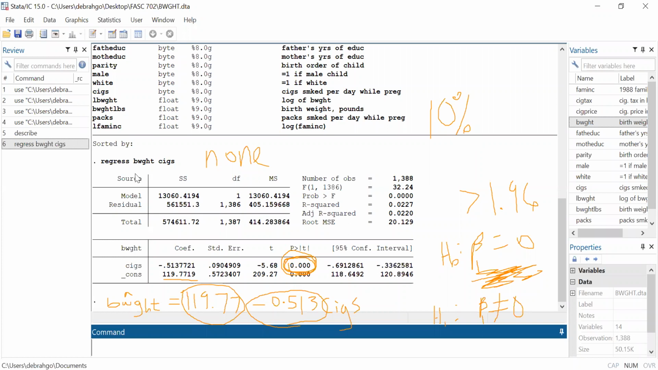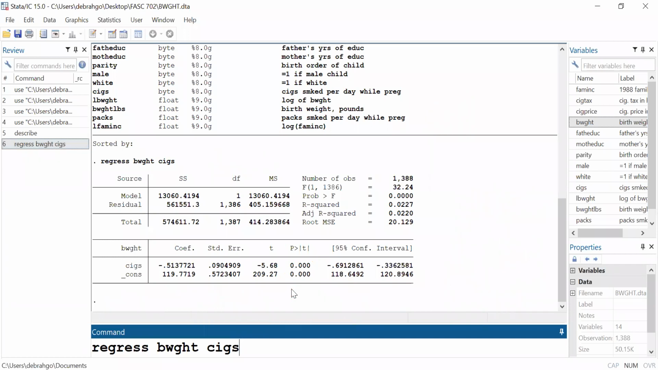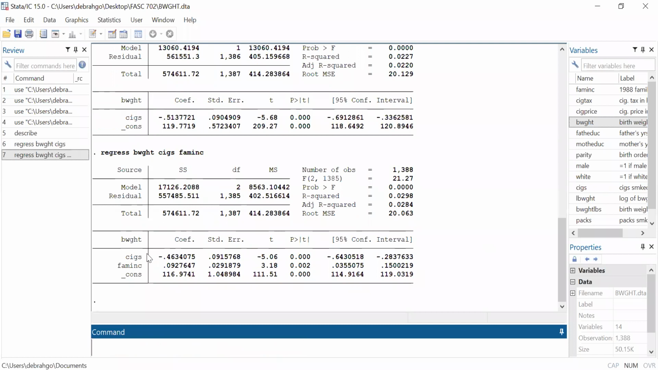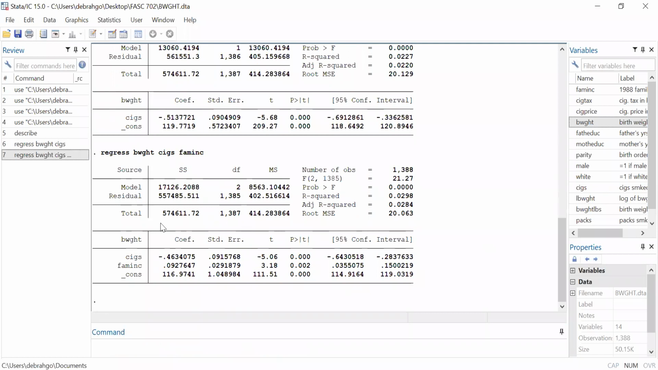So folks, let's wrap up this. The question said we should add family income. So I'm going to add family income. I've just added it. Now we have a multiple regression. When I hit enter, the result will come. So this is it. Cigarette initially was negative 0.5. It's now negative 0.46. That means when you were doing simple regression, when you ignored a relevant variable, family income, you were probably exaggerating. You said 0.5, but it's actually 0.46.